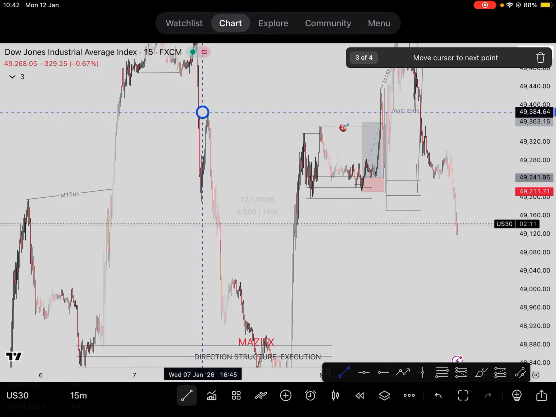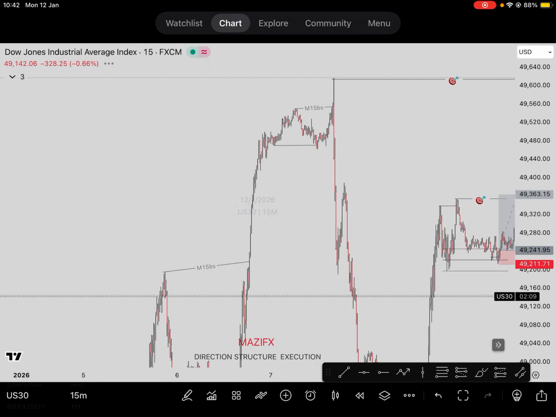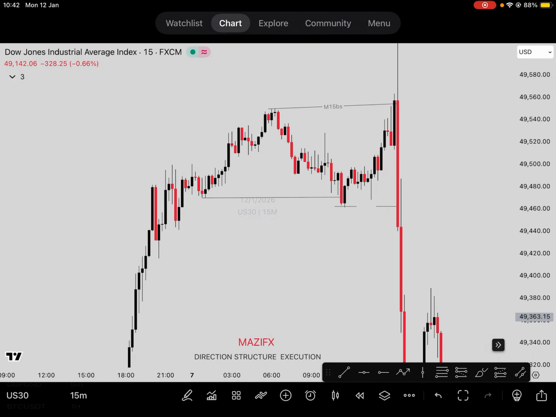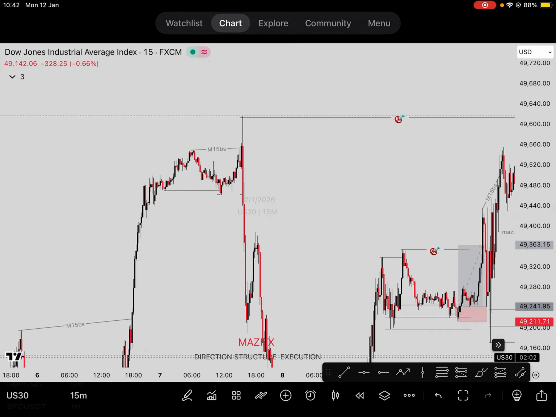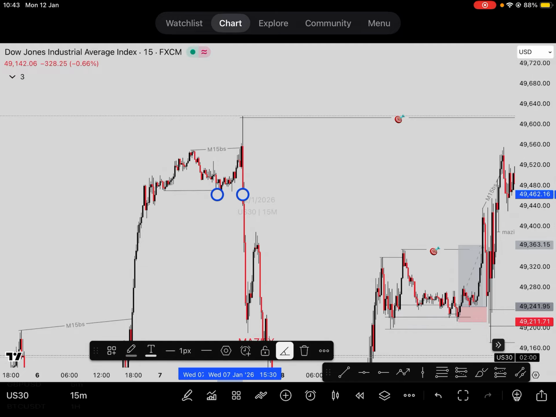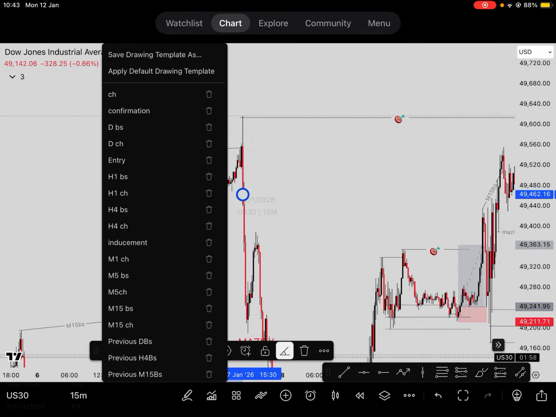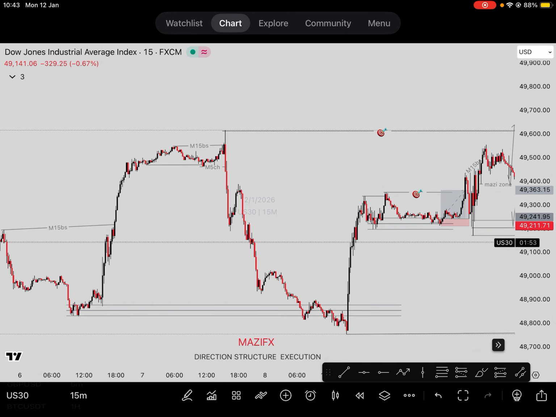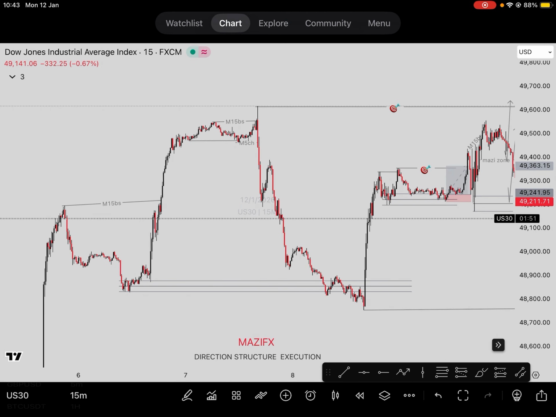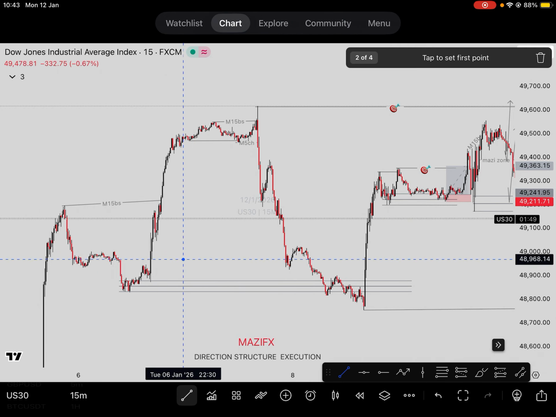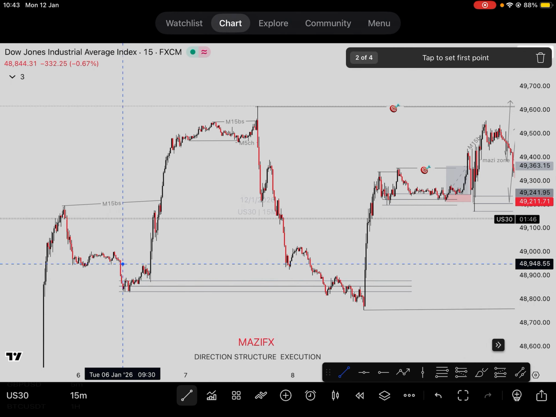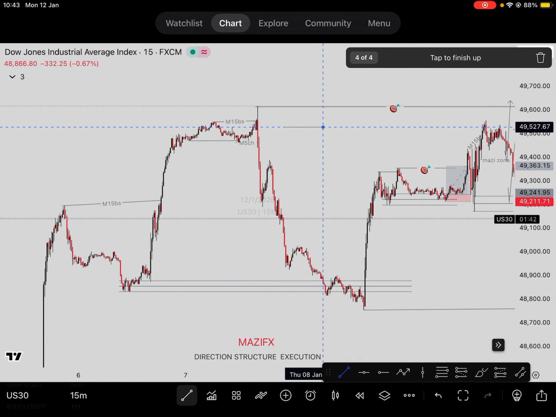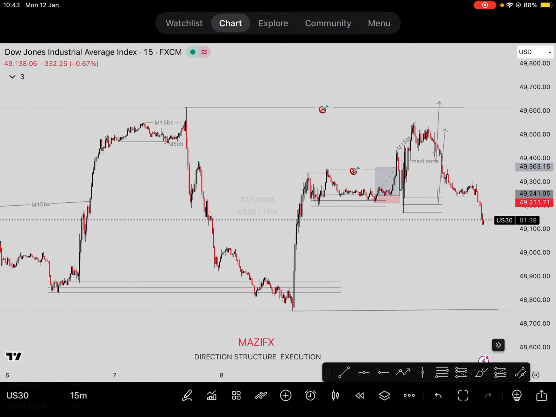If you check, there's a body close. I don't mark break of structure without a body close. If it's a wick, then it's not a break of structure. You can see the body close. At this point, we now had our change of character, M15 CHoCH. So that is where we had our change of character. Price came down and bounced off this previous 15-minute structure zone, came up, tested our change of character zone, and gave a reaction.